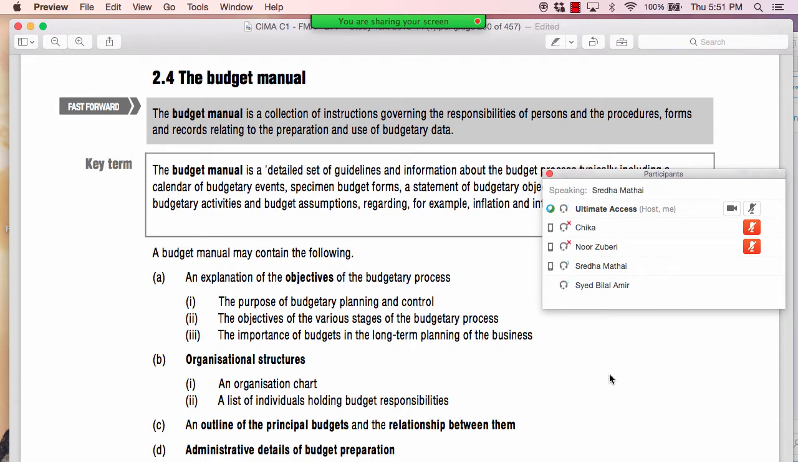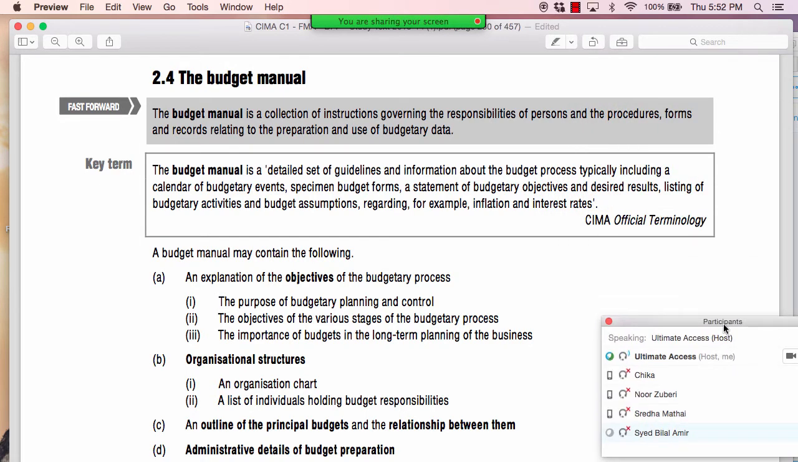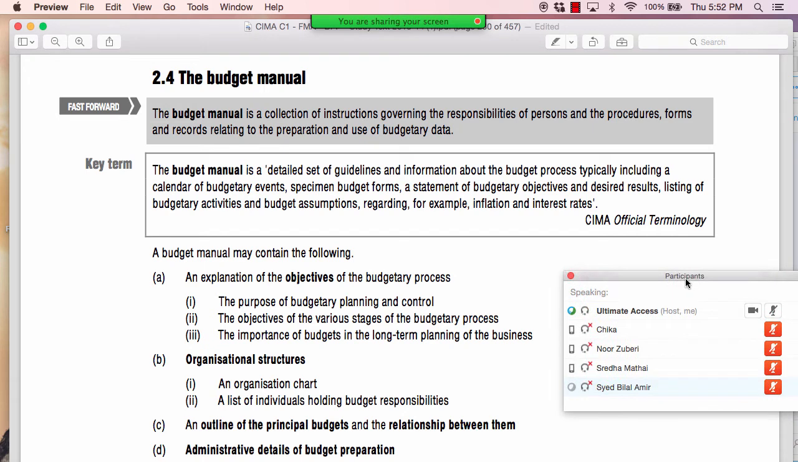Okay, let us take the example. All of you guys are in the university, right? Let us do an example. Now, the university will have a budget for sure, okay? So if I'm looking at the budget manual of the university, what do you think would be there? What do you think?